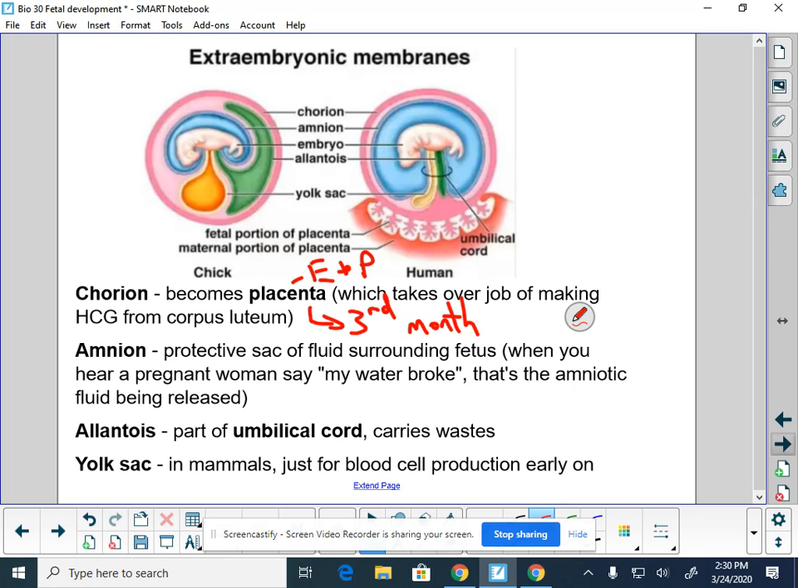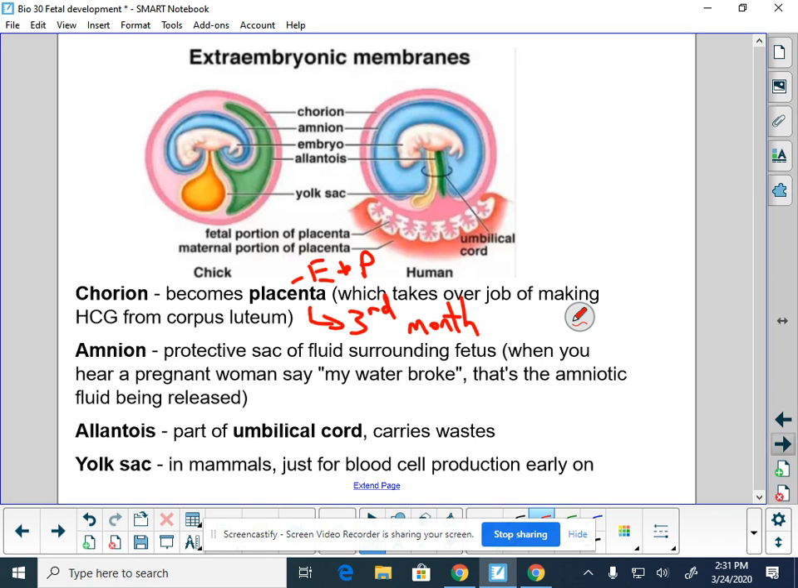pregnancy. Another extraembryonic membrane layer is the amnion, a protective sac of fluid surrounding the fetus. You often hear in movies and TV a woman say, "Oh, my water just broke." That water is the amniotic fluid being released from the amniotic sac. That's the sign that the baby's coming soon. The allantois is part of the umbilical cord. It carries waste between the mother and the fetus.